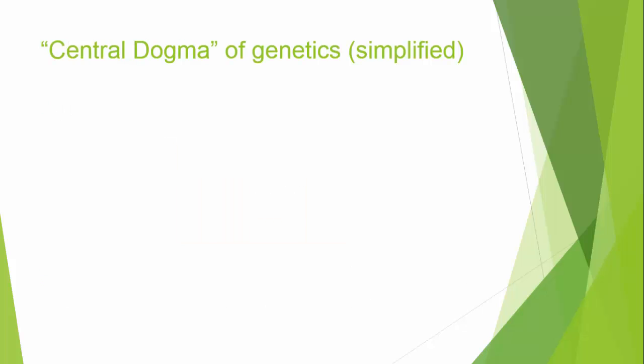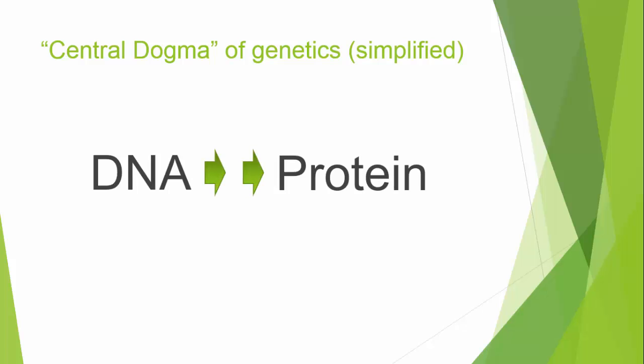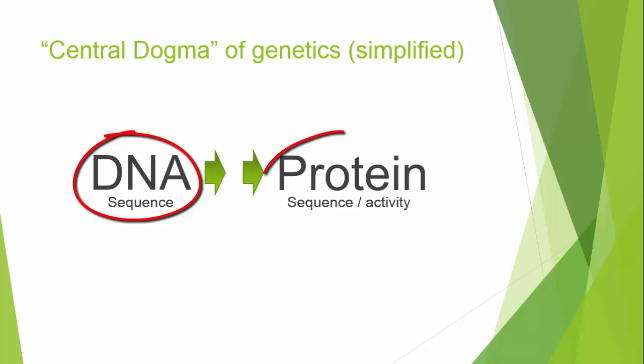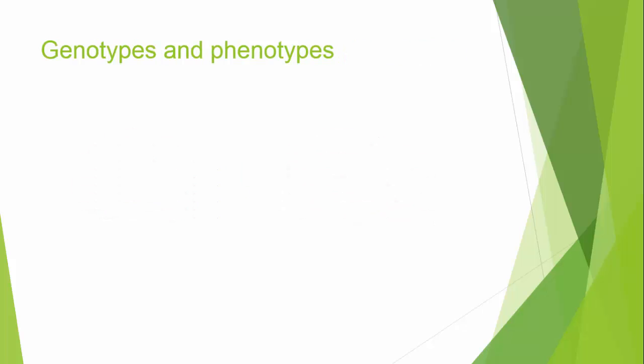I want to touch on something that's known as the central dogma of genetics. I'm going to give you the very simplified version, but the relationship I'm going to show you here is extremely important. And that relationship is this. DNA leads to protein. Or, to put it another way, protein is derived from DNA. Now, more specifically, DNA sequence or gene sequence leads to protein sequence. So if the sequence of DNA changes, it's possible that the sequence of the protein will also change, along with that protein's activity.